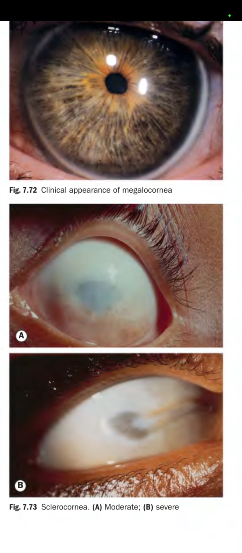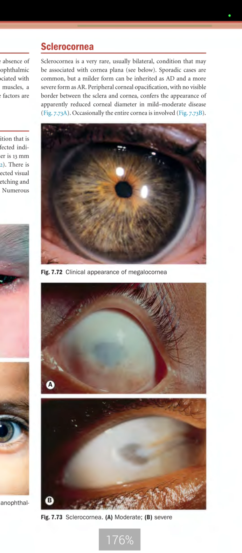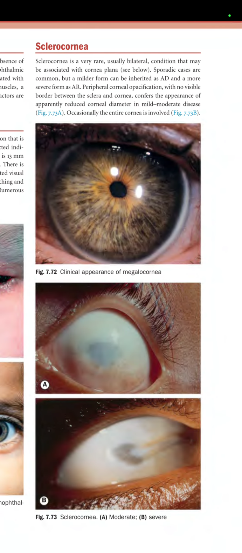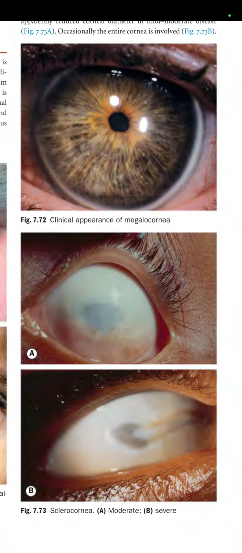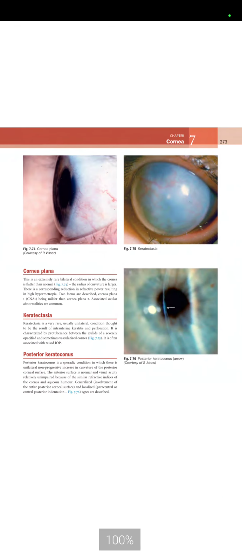Occasionally, the entire cornea is involved. Basically, there is no differentiation between the cornea and the sclera. So 7.72 shows the clinical appearance of megalocornea, and 7.73 shows sclerocornea. A is showing the moderate and B is showing the severe form.